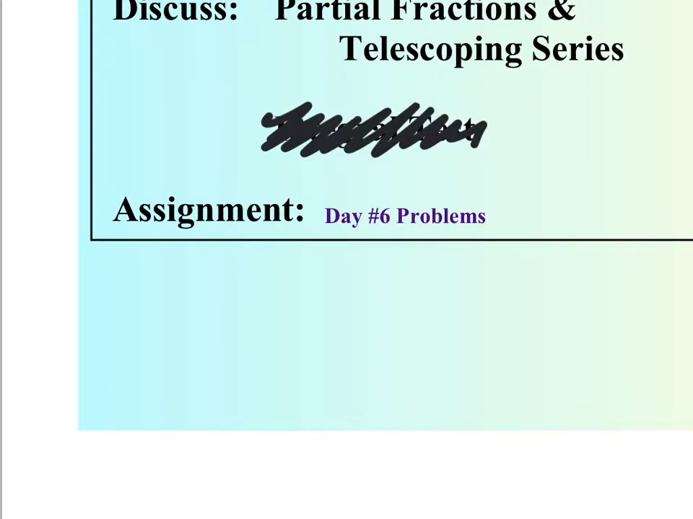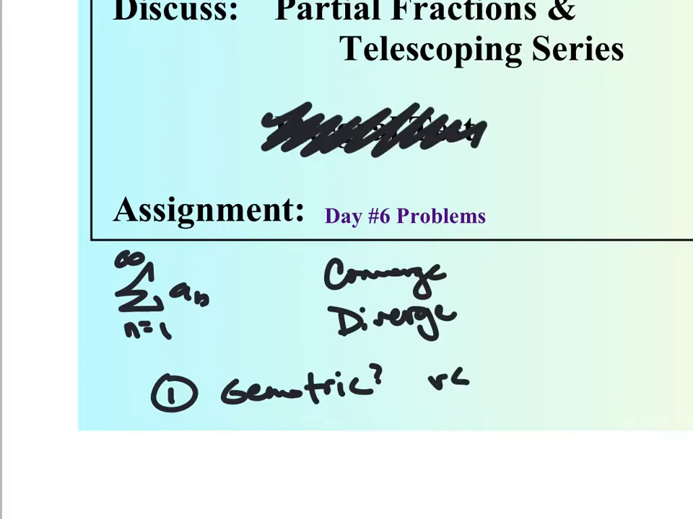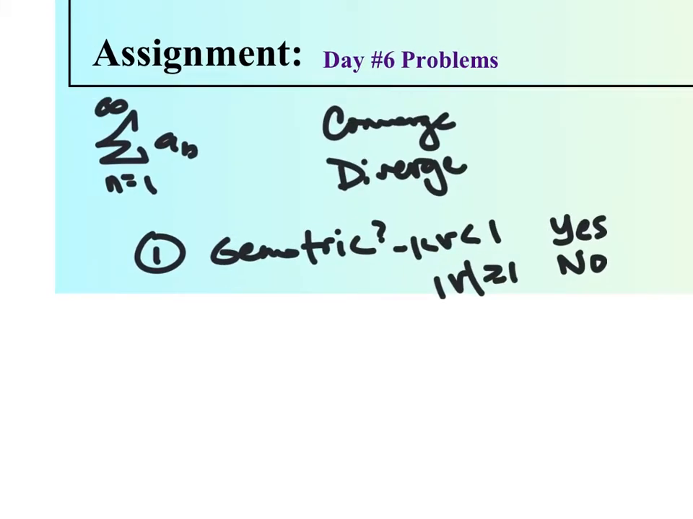So up until this point, if you were given a series, put it in a generic set here, and asked, does this converge or diverge? The first thing you should look for is, is it geometric? If it's geometric and r is between -1 and 1, then you could say yes. If it's geometric and the absolute value of r is greater than or equal to 1, then you could say no. So geometric is your first go-to.